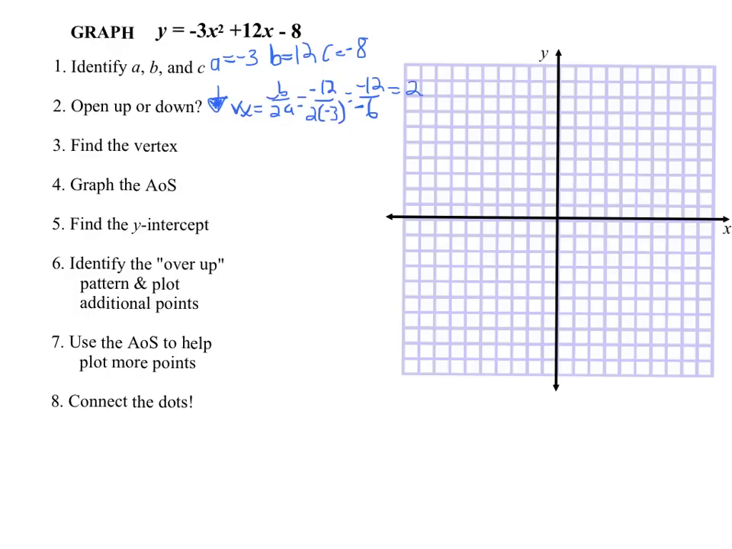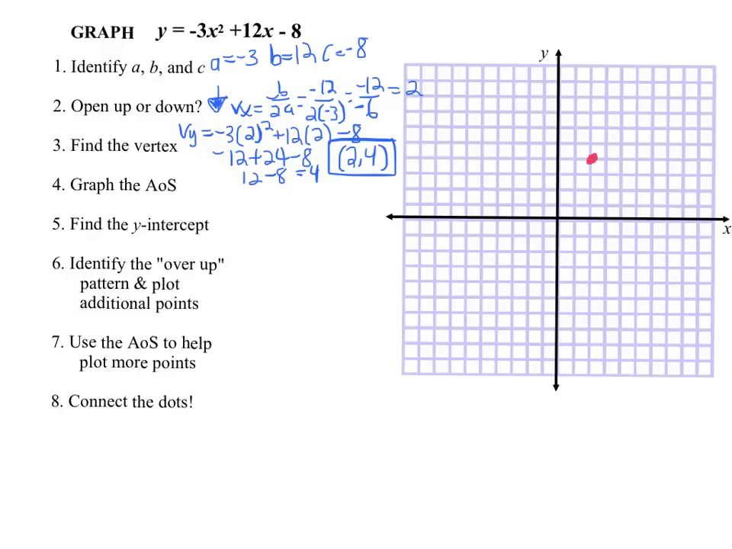To find the y-coordinate of the vertex, we plug the x back into the original equation. That's negative 3 times 2 squared plus 12 times 2 minus 8. 2 squared is 4. 4 times negative 3 is negative 12 plus 24 minus 8, or 12 minus 8, which is 4. That gives me a coordinate point of 2, 4 for the vertex. And I can go ahead and plot that vertex. 2, 4 is located right here.